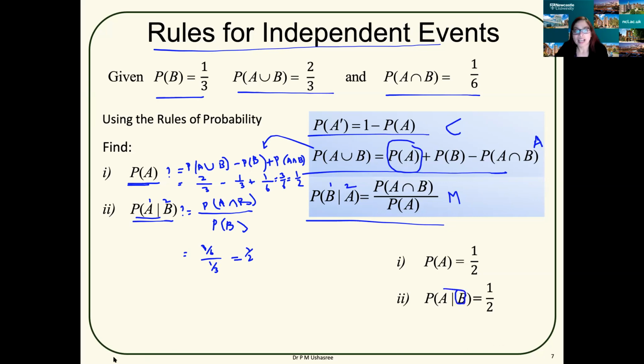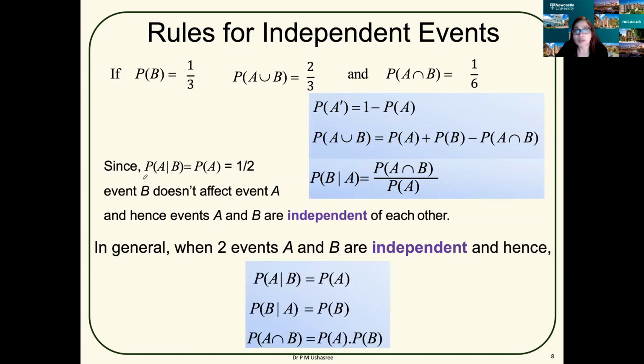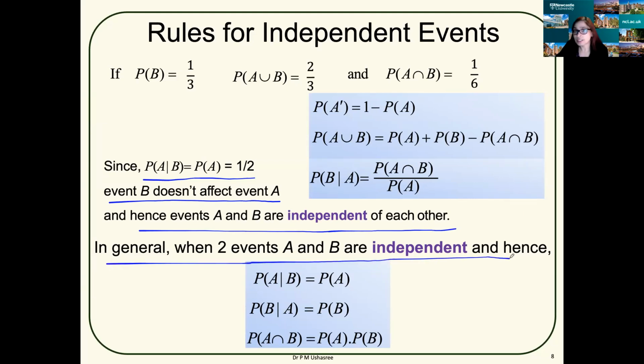Okay, so that means I can say that P of A, given that B has already happened, is equal to P of A, which is equal to half. So event B doesn't affect event A, and hence events A and B are independent of each other. So in general, when two events are independent, the probability of A, given that B has already happened, is equal to probability of A. Probability of B, given that A has already happened, is equal to probability of B. It doesn't matter whether this has occurred or that has happened, they are equal for independent events.